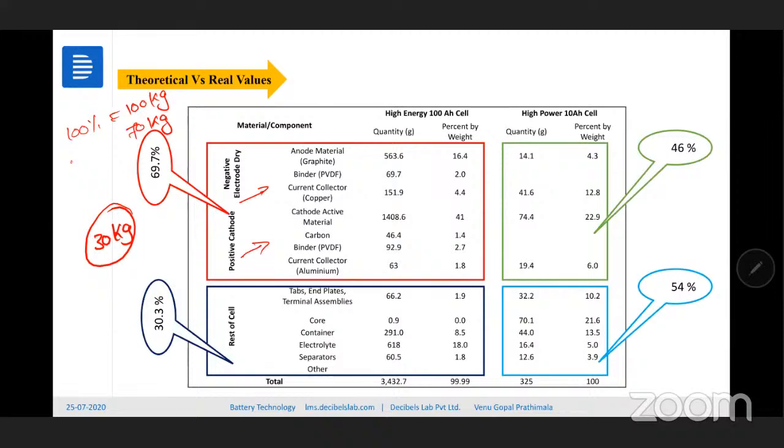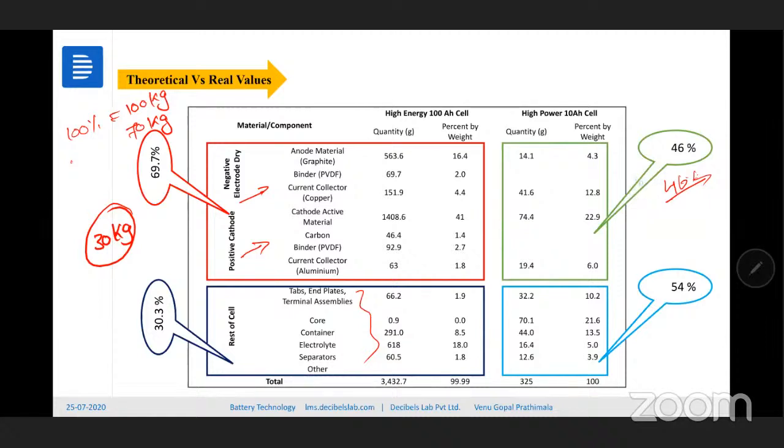If you compare this with the high power 10 amp hour cell, only 46% is active materials, which are the materials responsible for the capacity or the voltage. The remaining 54% is because of the other materials. These are all extra materials. So here the extra materials are overcoming the main materials, which are the active materials. In this case, it might go to 75% losses also.